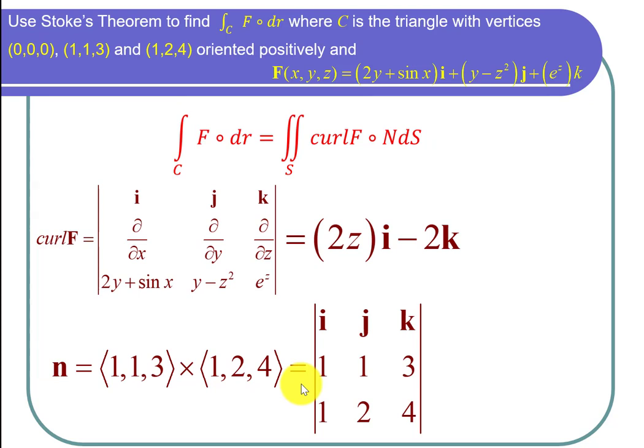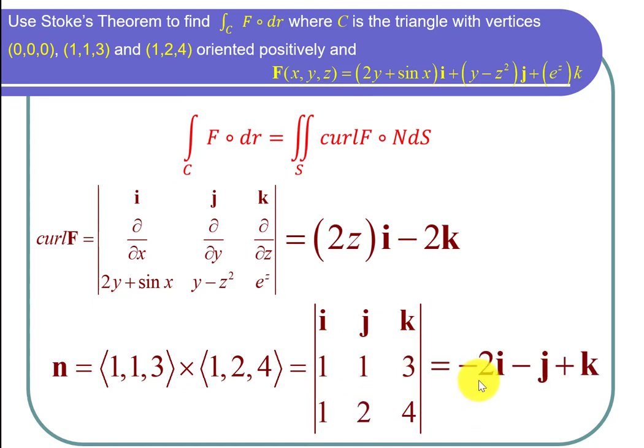So then I set up the matrix. I have i, j, k, 1, 1, 3, and 1, 2, 4. I take the cross product. For the i component, I get 4 minus 6, which is negative 2, so negative 2i. For the j component, I get 4 minus 3 is 1, and it's always minus with the j component, so minus 1j, or minus j. And for the k component, I get 2 minus 1, which is 1. So a normal vector to this triangle is negative 2i minus j plus k.